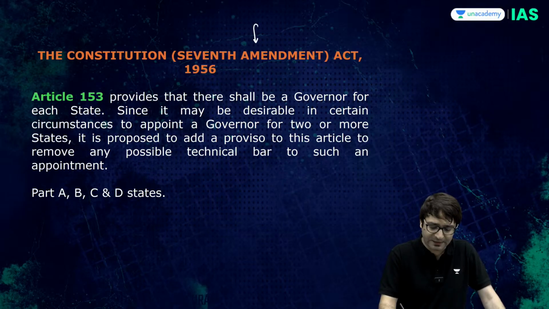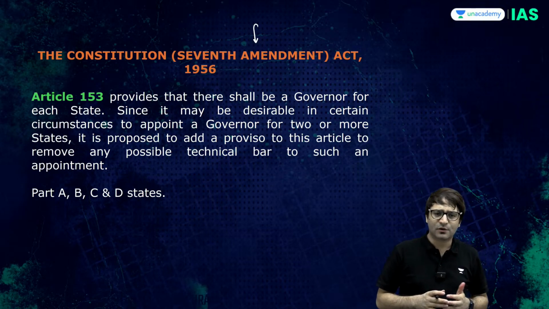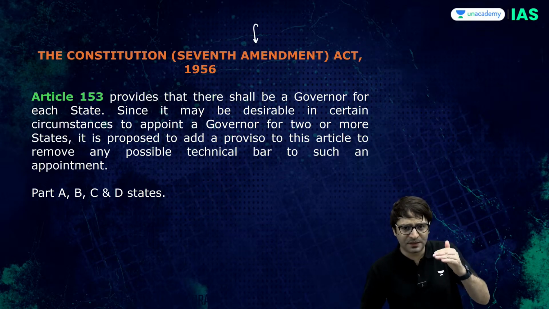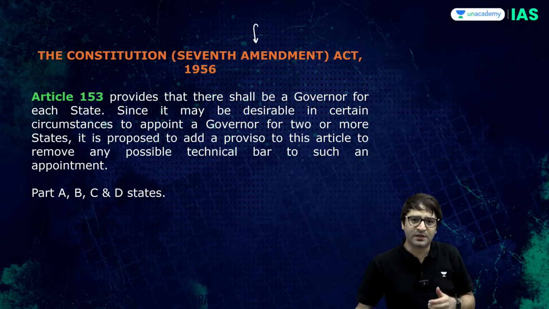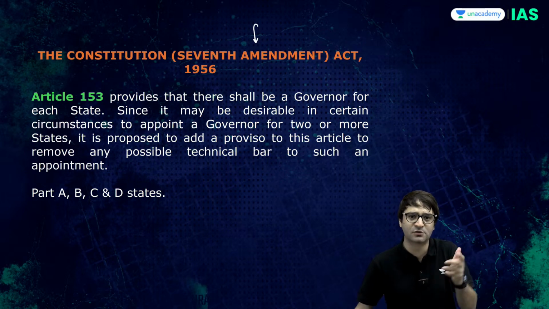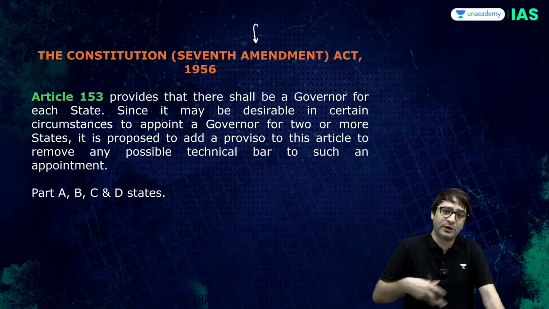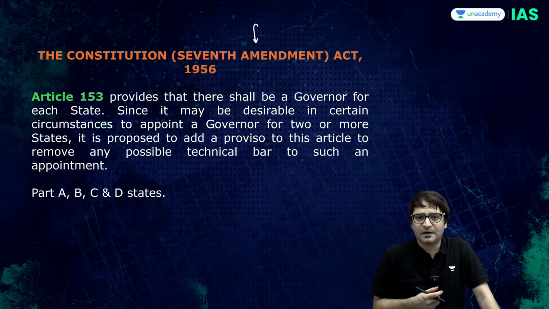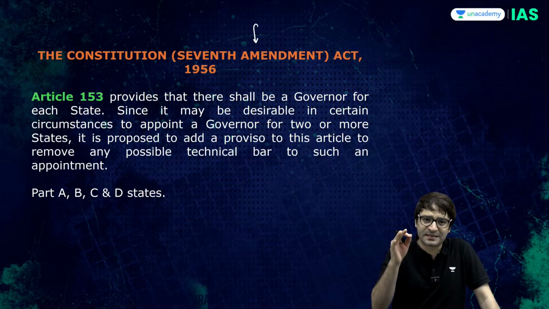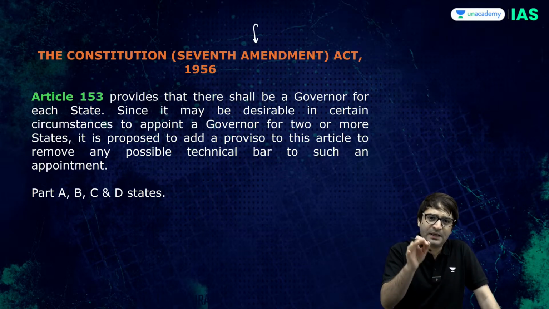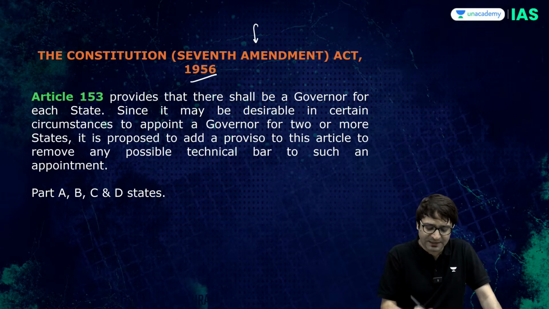7th Constitutional Amendment Act. Prior to the 7th Constitutional Amendment Act, we had Part A, B, C, D territory. Part A included states which were previously governed during the British rule by the Governor General, for example, Madras, Bombay. Part B had territories which were princely states, for example, Hyderabad, Jammu and Kashmir, Mysore. Part C had territories which during the British rule were under the control of the chief commissioners, for example, Delhi, Coorg. And Part D had Andaman and Nicobar. This differentiation was done away with by the 7th Constitutional Amendment Act 1956.